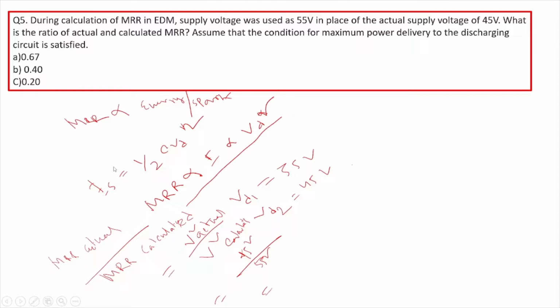Es equals half CV squared. So if we write it that way, MRR is directly proportional to E, that is, proportional to voltage squared. So if we write it in ratio manner, MRR actual by MRR calculated equals V squared actual by V squared calculated. So V squared actual is given as 45 squared divided by 55 squared.